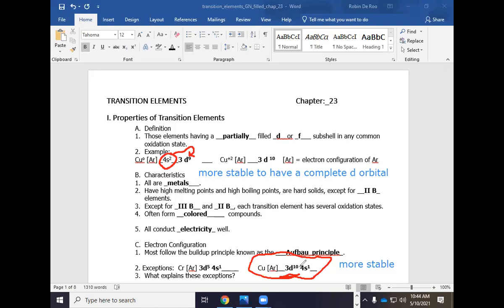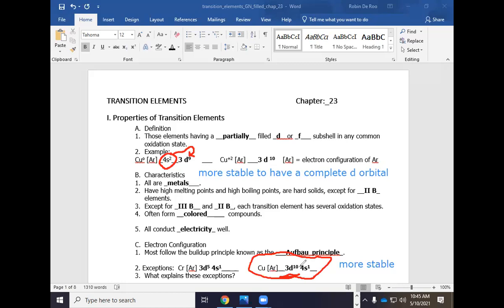So the transition metals are metals. I mean, they're in the metal place. They typically have high melting points, high boiling points. They're hard solids, except for the 2B column. Except for the 3B and the 2B, there's lots of different oxidation states, and a lot of them are colored compounds. And they conduct electricity well.